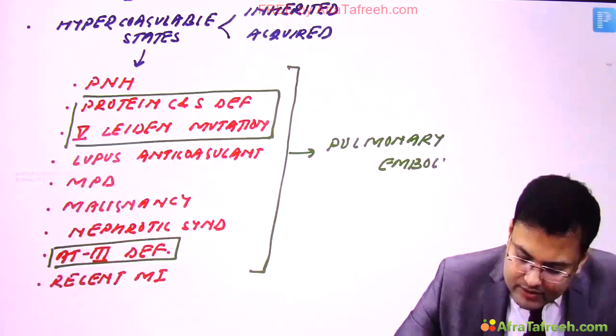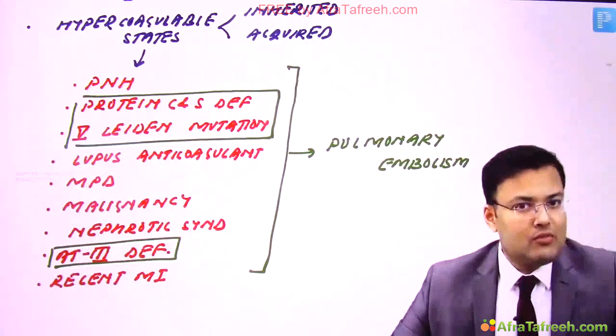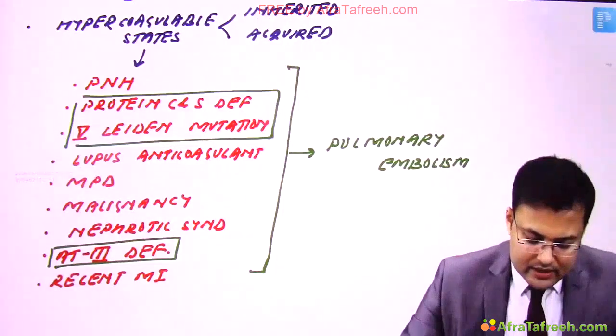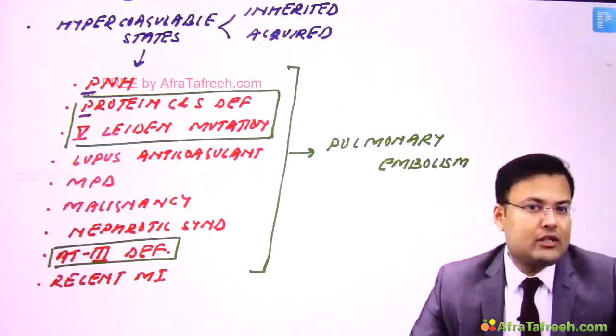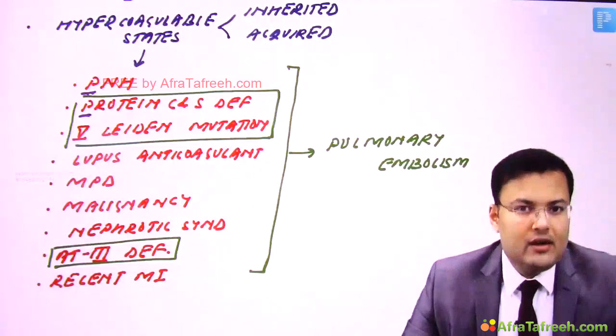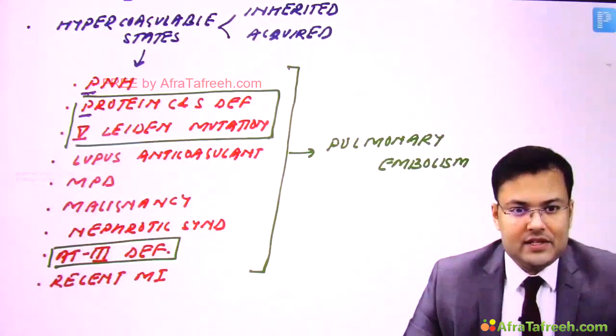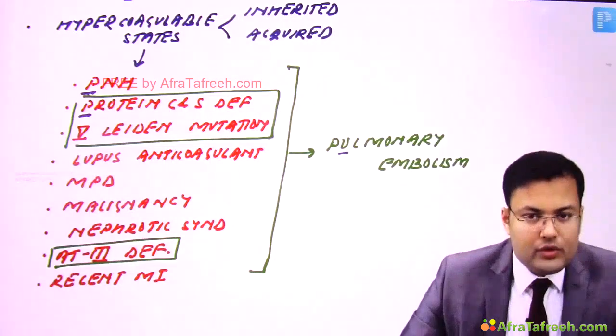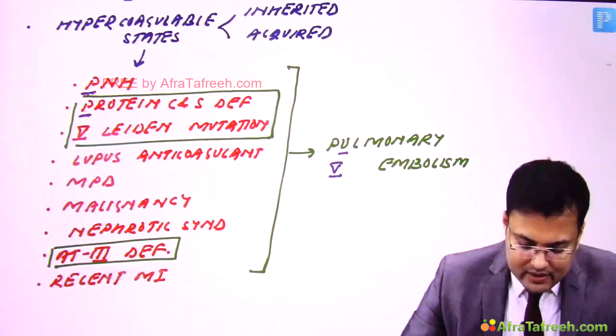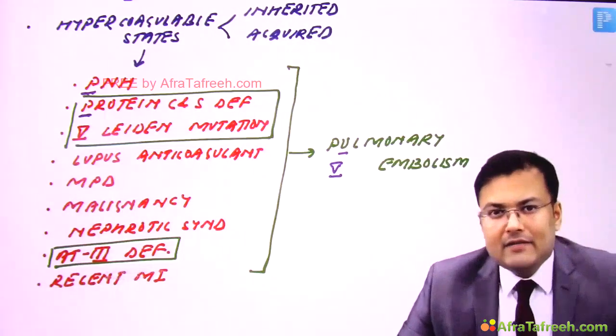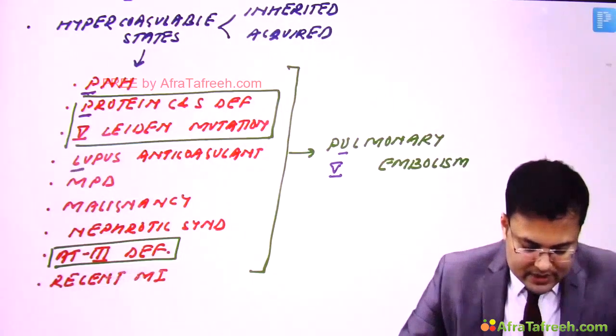Clear? Now how to remember? The mnemonic is PULMONAR. P means paroxysmal nocturnal hemoglobinuria, protein C and protein S deficiency. Here is U, imagine it like V, so this is factor 5 Leiden mutation. L, lupus anticoagulant.